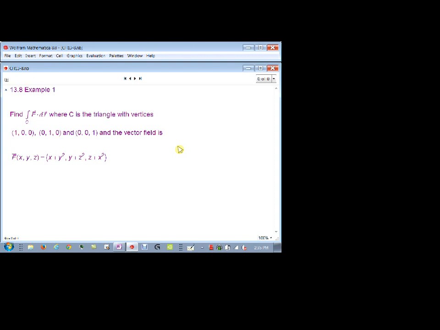Let's talk about, we won't do this problem, but let's just look at the setup of it. It's saying find the line integral of the vector field over this C, where C is a triangle with these vertices, and here's the vector field. If we were to set this up, we'd have this triangle with vertices here, here, here. So it's this triangle in three-dimensional space, like that.